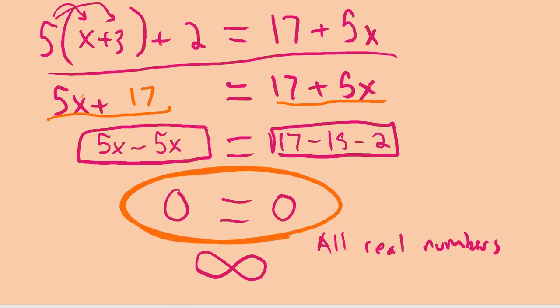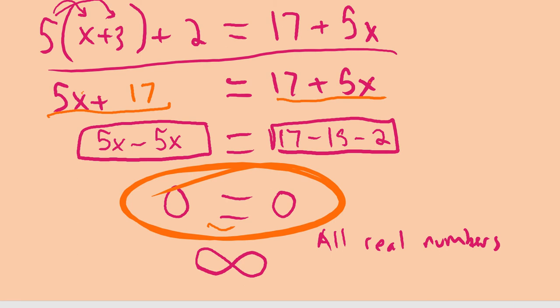So whenever you get 0 equals 0, your answer is going to be infinity. It looks like a face, kind of. Anytime you get 0 equals 0, your answer is going to be infinity, or infinite solutions, or it's going to be all real numbers. That's another way of saying that. All right, so now we're going to look at the next example.